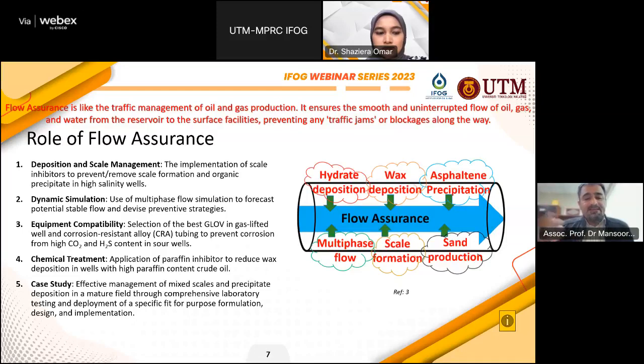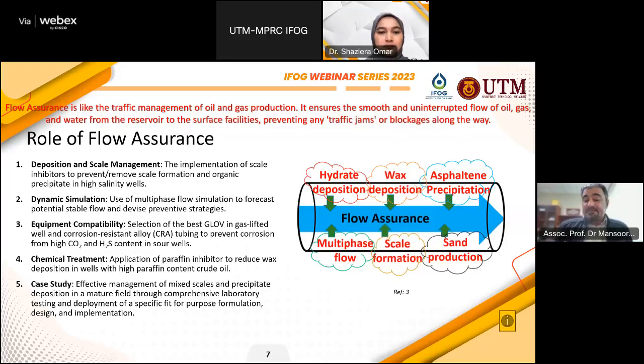The next one is the dynamic simulation. Let's take a look at deeper fields with cold conditions. These conditions are conducive to hydrate formation, which can block pipelines and disrupt production. Flow assurance professionals use multi-phase flow simulation tools to forecast hydrate formation and design strategies to prevent it.